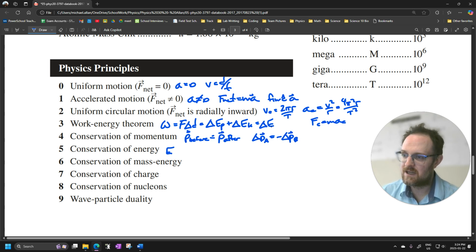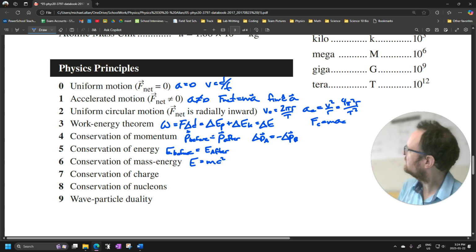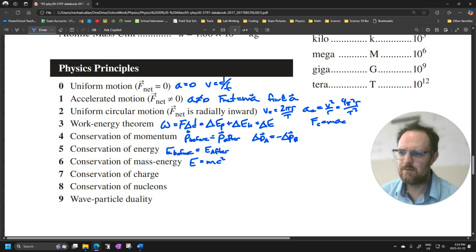Conservation of energy, this is kind of like momentum here. What's the energy before and how does it compare to the energy after? Mass energy, that's if you ever use E = mc squared, right? They put a bunch of deltas in the formula, don't they? Yeah, they do. But essentially E = mc squared.